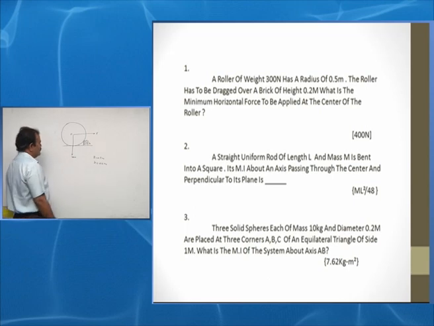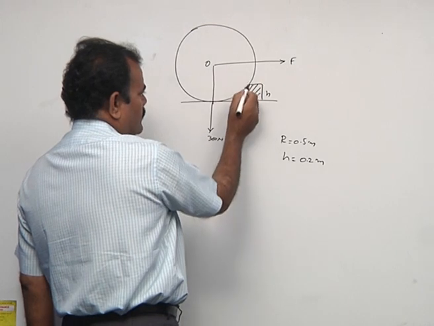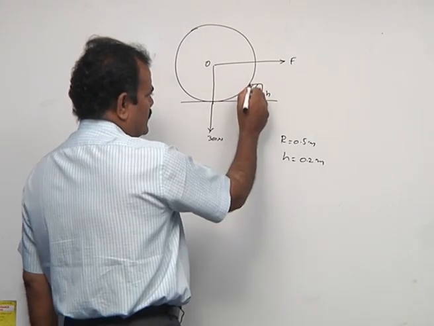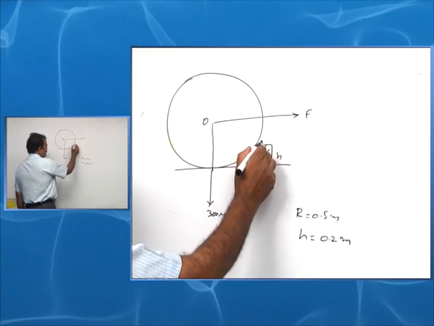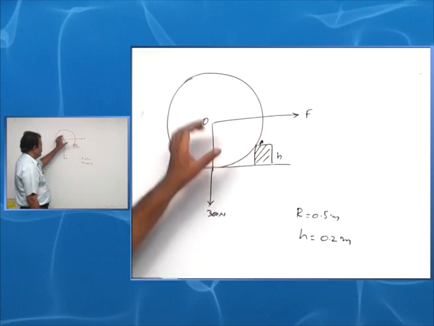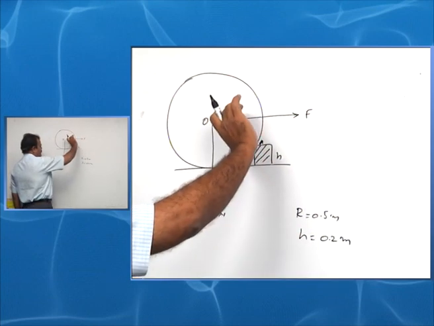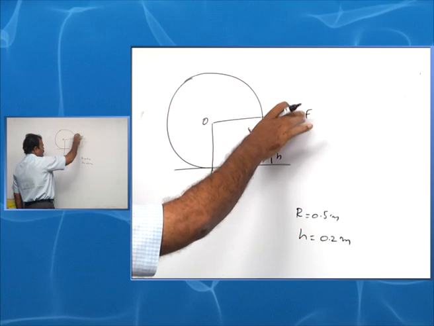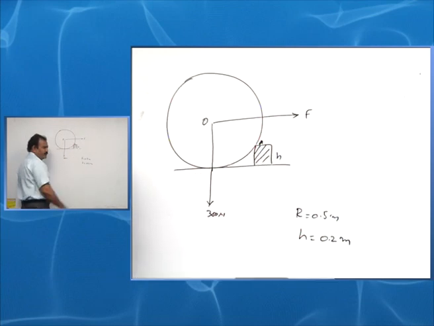At the center of the roller, this roller is to rotate about this point. So this point can be taken as the point of rotation, and we call it P. So with respect to that point P, the roller is to be dragged. That's why we have to take the moments about this point P. So this roller is to be dragged like this, and it is to rotate with respect to this point P.